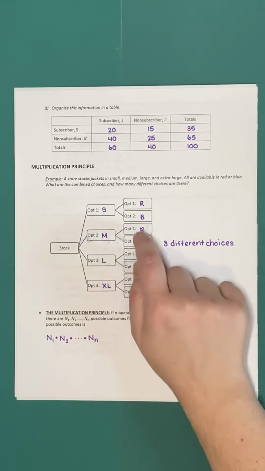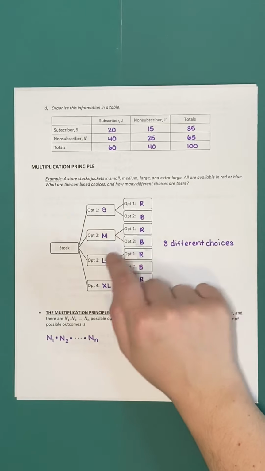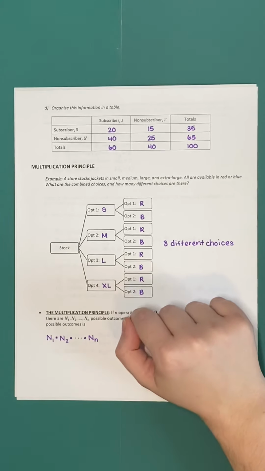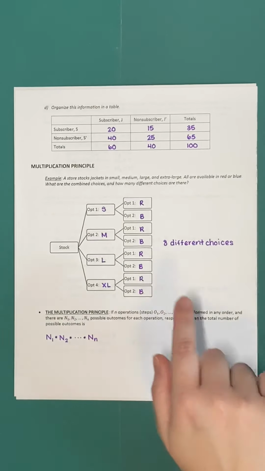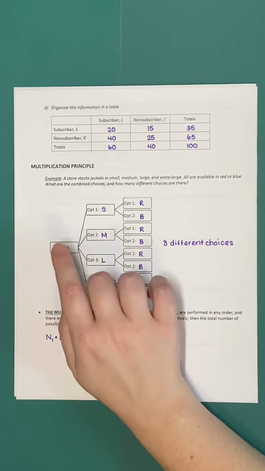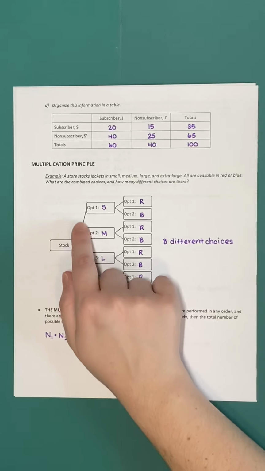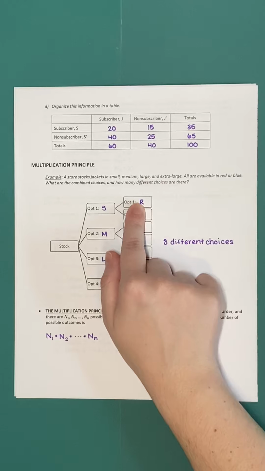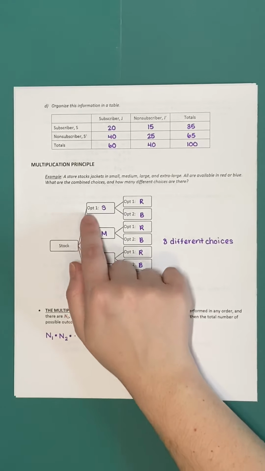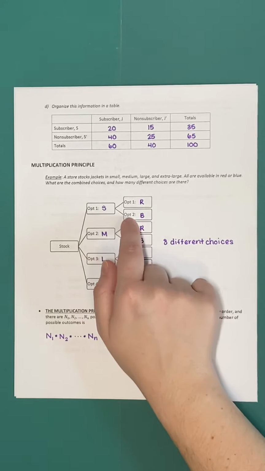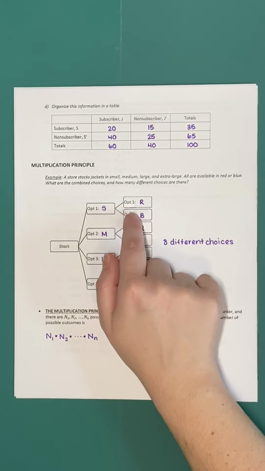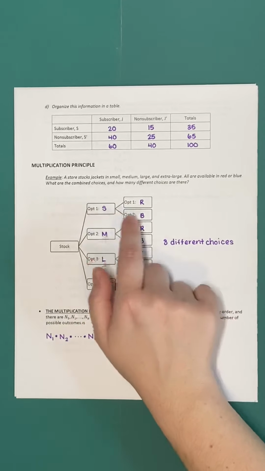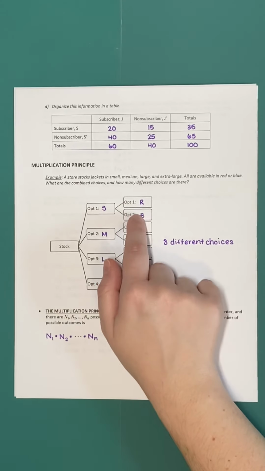Our medium could be red or blue. We have 2 options there. Our large could be red or blue, and then our extra large could also be red or blue. Once we get down to the very end, imagine tracing each path. So if we started here and traced the first path, that would be choosing a small that's red. Now if we trace the second path below that, that would be a small that's blue. So 2 possibilities are associated with choosing a small. We can choose a small red, we can choose a small blue. So that's going to be 2 total choices.